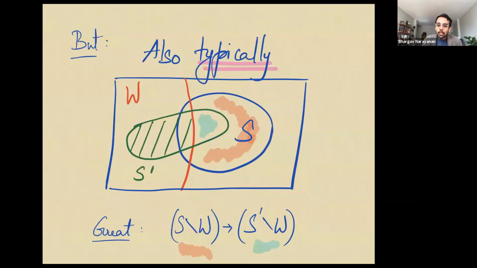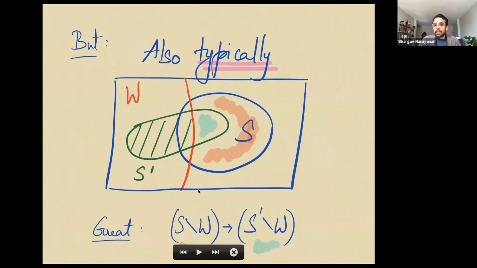You sort of look at the picture and you say, I don't care that I didn't take a big bite out of S. I'll be happy if I took a big bite out of some other set S prime with the additional property that whatever's left of S prime, this light blue region over here, lives inside whatever's left of S after I take this random bite W. And why should you be happy here?